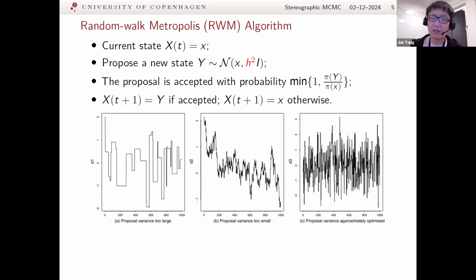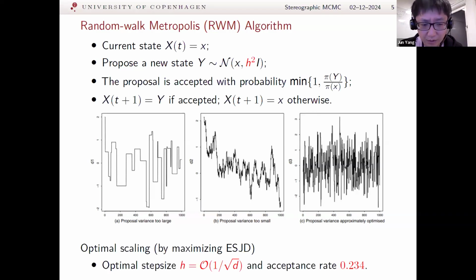This problem has already been studied by a theory called optimal scaling. For example, we can optimize the tuning parameter, the proposal step size h, by maximizing the expected squared jumping distance of the Markov chain. The result from optimal scaling suggests the proposal step size should decrease with the dimension with order 1 over square root of d. And also the optimal acceptance rate for the random walk Metropolis algorithm is roughly 23%.